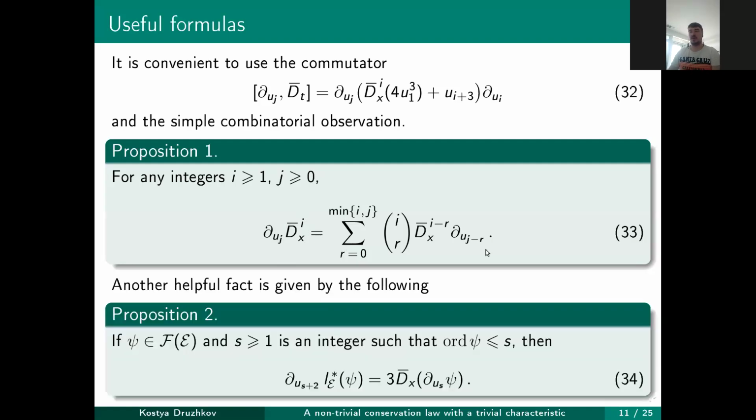It simplifies the calculation. And another helpful fact is given by proposition 2. If psi is any function, not necessarily a cosymmetry, just any function, and s is an integer greater than or equal to 1, such that the order of psi is less than or equal to s, then we have formula 34. It can be proved easily using proposition 1. So it's nice to know that if s is greater than or equal to the order of an arbitrary function under consideration, not necessarily a cosymmetry, once again, then we have formula 34. So we just apply this adjoint operator to the function, and we can calculate the corresponding partial derivative. And it turns out that the result is 3 times the total derivative with respect to x of the partial derivative of the function with respect to u_{s+2}.